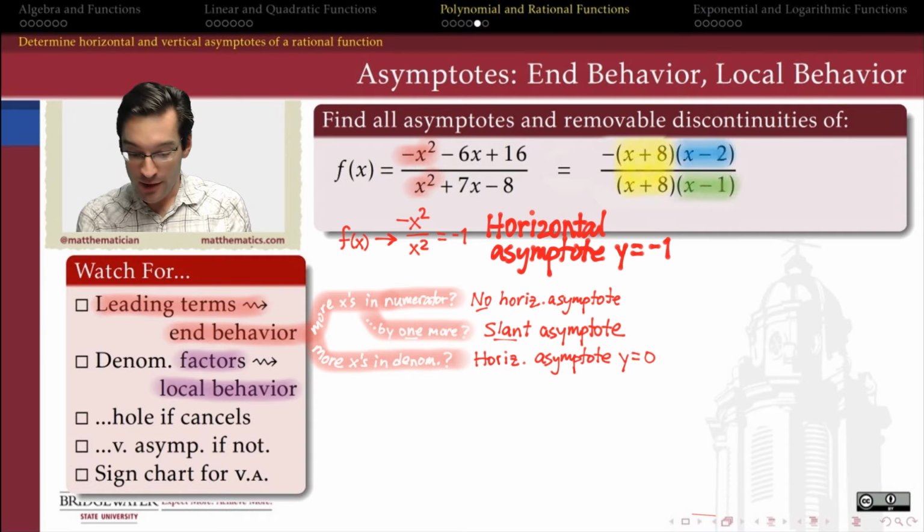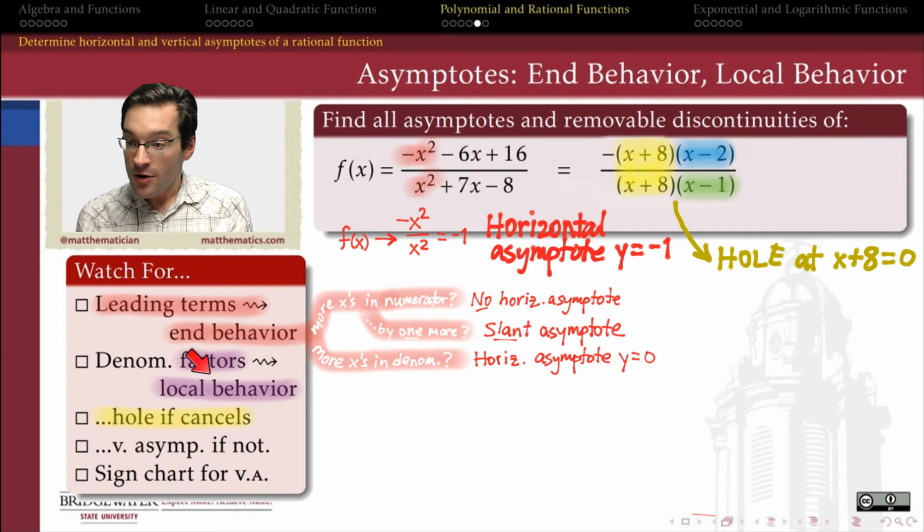Once I know which values of x I need to exclude from my domain, in this example, when I factor the denominator, I find out the values I need to exclude are x equals negative 8 and x equals positive 1. Then I can ask, what is my function doing near those excluded values? For those factors that cancel from both numerator and denominator, we end up getting a removable discontinuity, or a hole. So this has a hole at x equals negative 8.